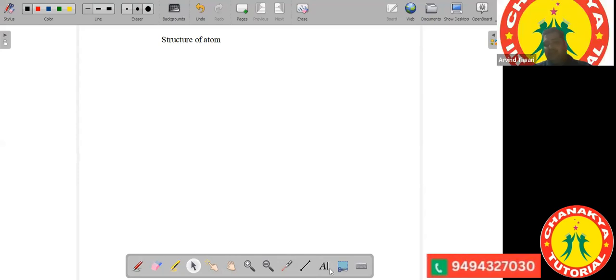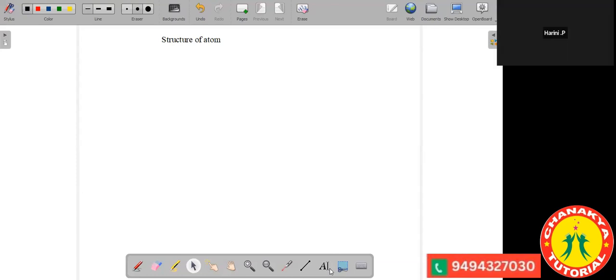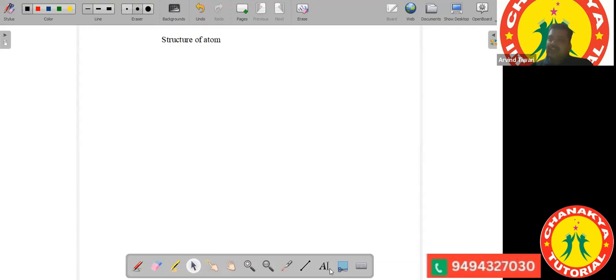Harini, are you there? Siddharth? Okay, Siddharth. Yes, sir. So my first question was that what was the name of the rays which were discovered during the discovery of electrons? During the discovery of electrons, there were certain particles which were discovered, and those particles constituted a ray. What was the name given to those rays?